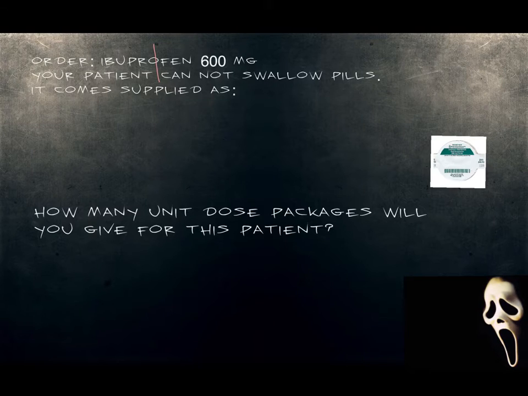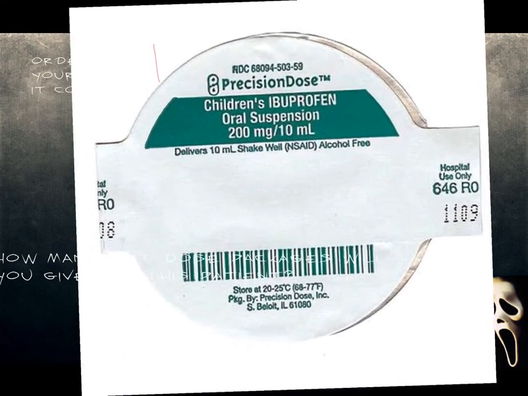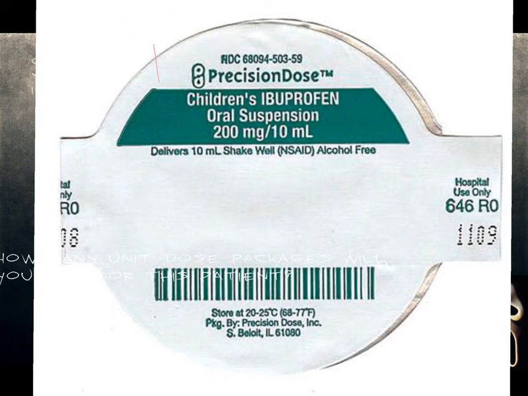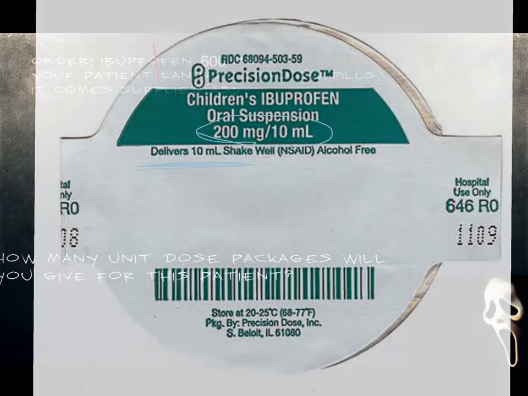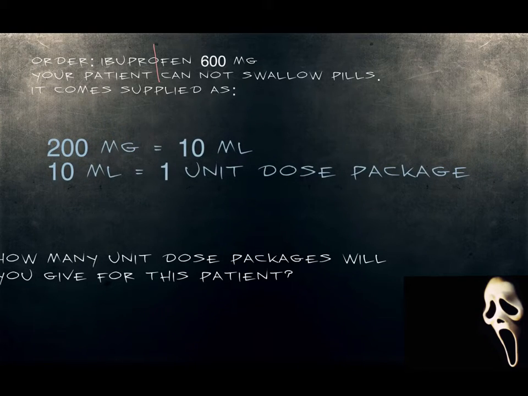It comes supplied as these little cup jobs here, called unit dose packages. You need to note two things on here. First, that you have 200 milligrams in a 10 ml solution, and next, that your package has 10 mLs. Okay, so I'm going to restate that for you. 200 milligrams equals 10 mLs. 10 mLs equals 1 unit dose package.